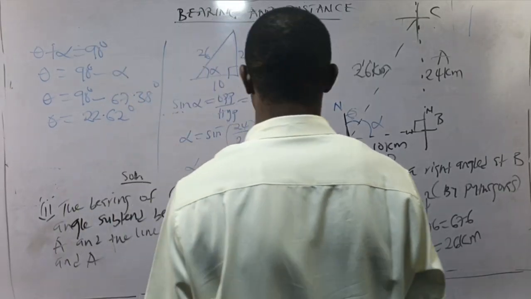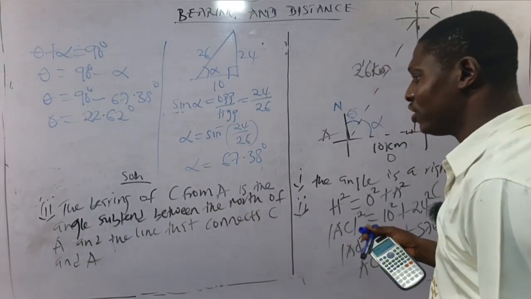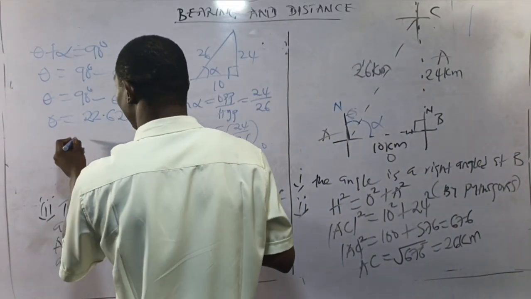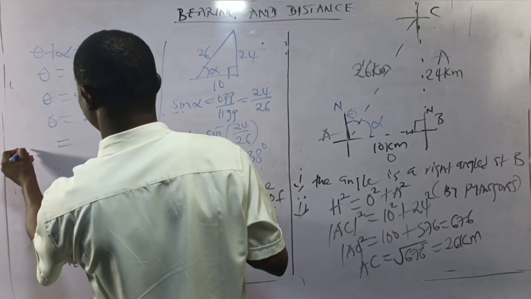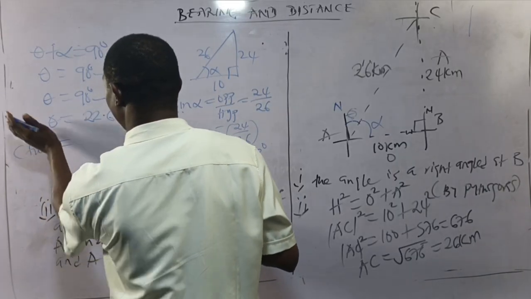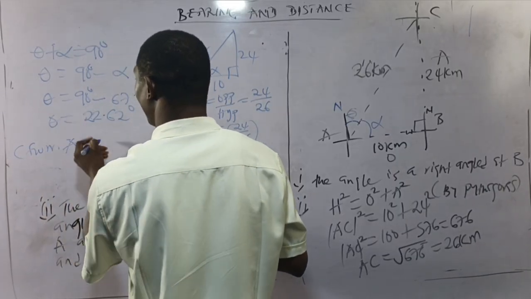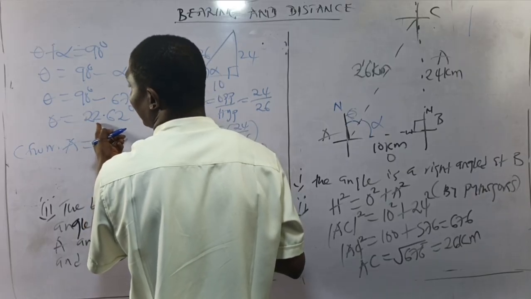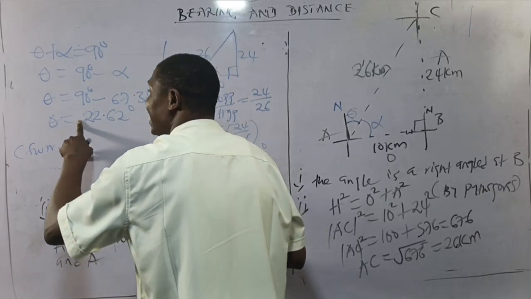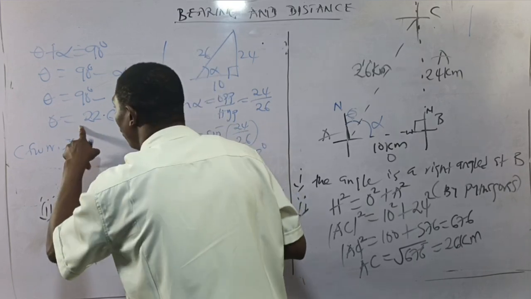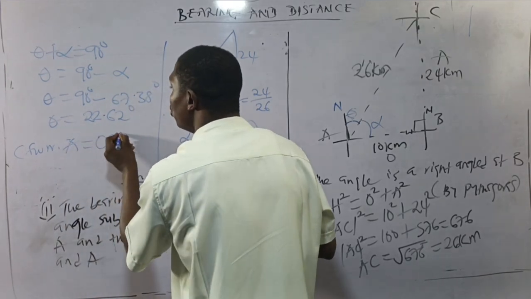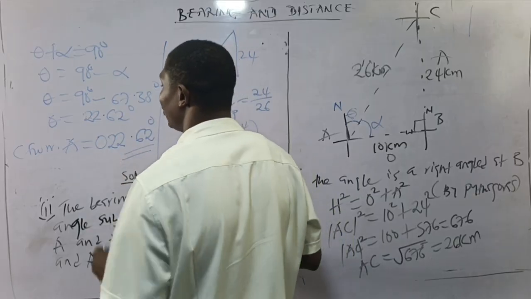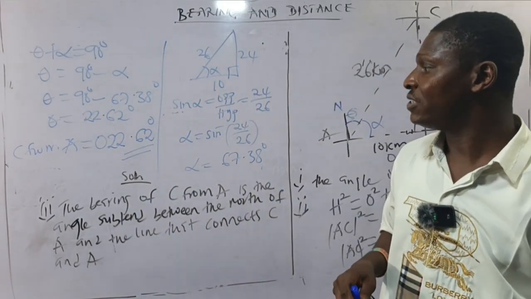So therefore, the bearing of the third question asked, which is the bearing of C from A, is, to the nearest whole number, 23 degrees. So I need to put a 0 here to make it 3 digits in terms of whole number. So I have 022.62 degrees as the bearing of C from A. And this is my answer.